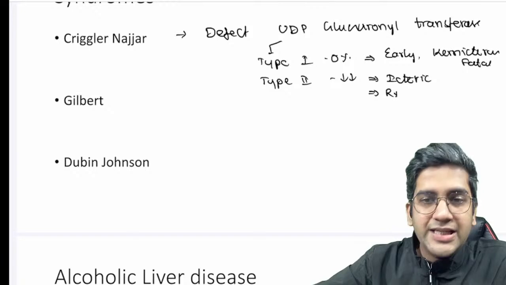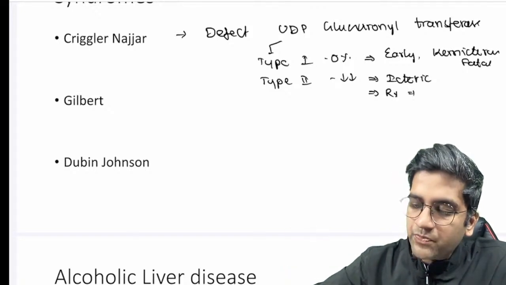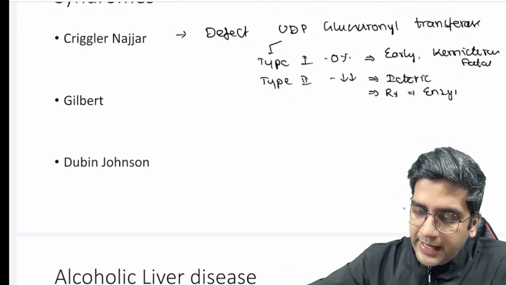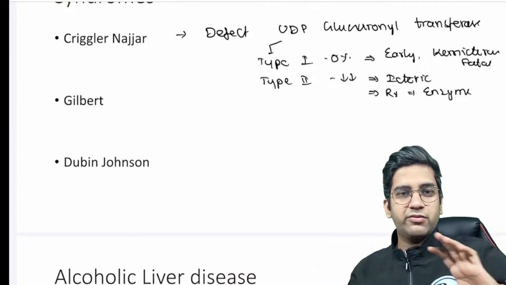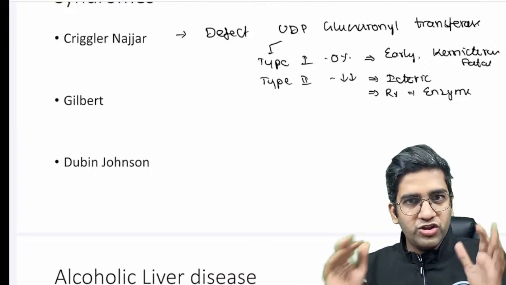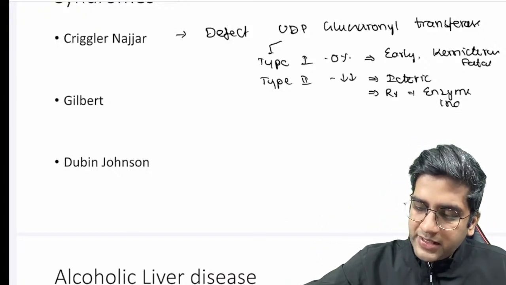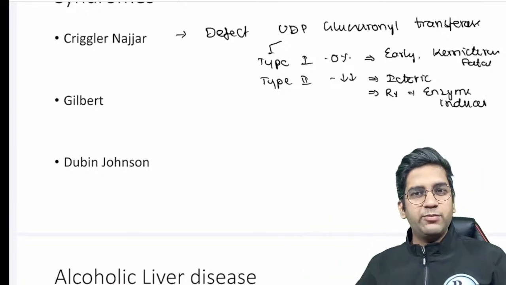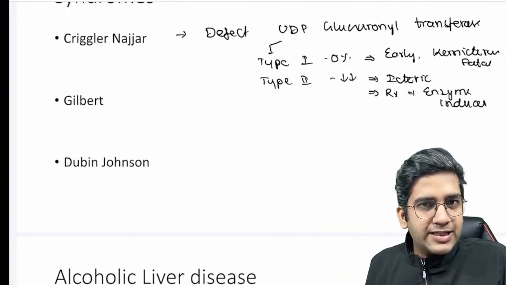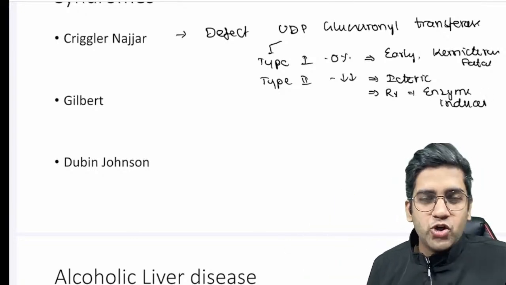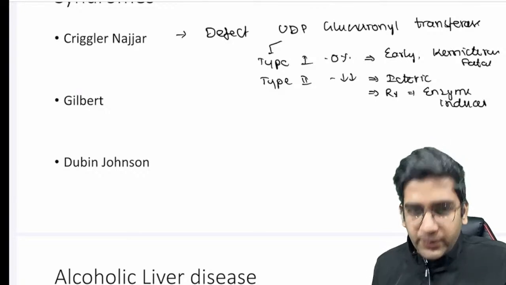Treatment is to increase the enzyme activity, so we give enzyme inducers. I'm sure by this time you must have gone through general pharmacology. There's a huge list of enzyme inducers, right? Can anyone name at least one enzyme inducer? Treatment is just an enzyme inducer, and the patient can lead a pretty normal life and will not result in kernicterus, fine?